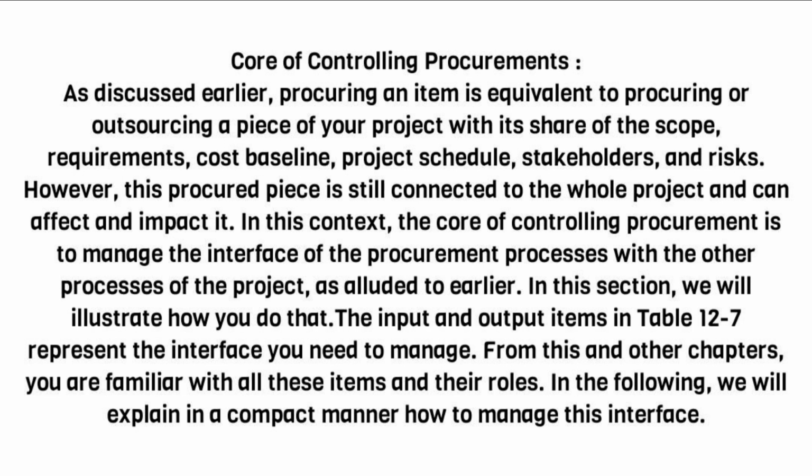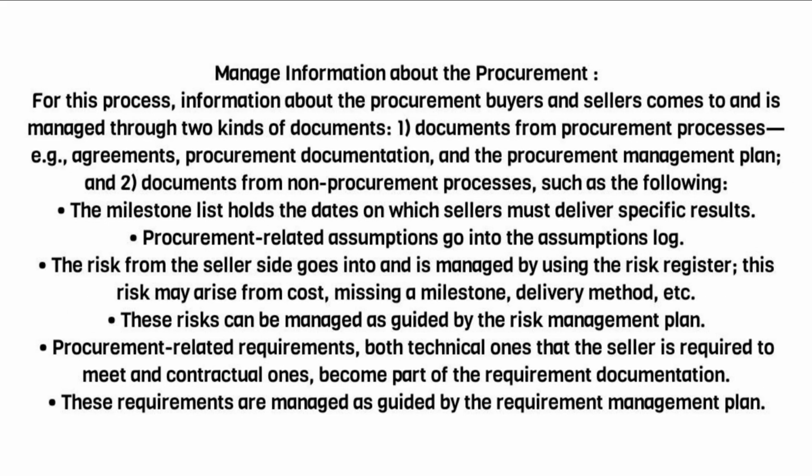The input and output items in Table 12.7 represent the interface you need to manage. From this and other chapters, you are familiar with all these items and their roles. In the following, we will explain in a compact manner how to manage this interface. Manage information about the procurement. For this process, information about the procurement buyers and sellers comes to and is managed through two kinds of documents. 1. Documents from procurement processes, e.g., agreements, procurement documentation, and the procurement management plan, and 2. Documents from non-procurement processes, such as the following.